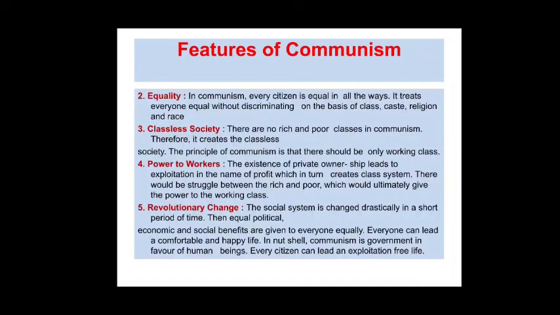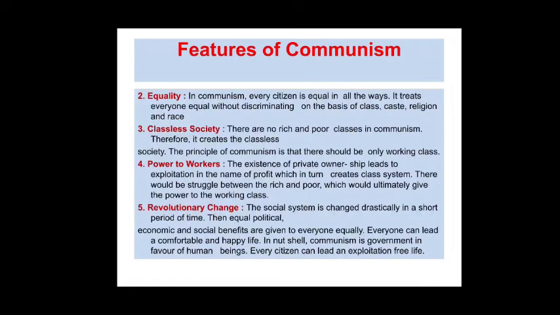So, the second one is equality. In communism, every citizen is equal in every way. It treats everyone equally without discriminating on the basis of class, caste, religion, and race. Already we know that in democracy. So in communism also there is no discrimination, and everyone gets equality regardless of religion or caste.